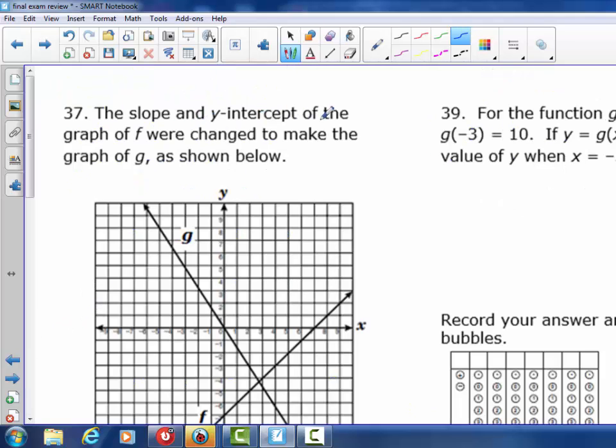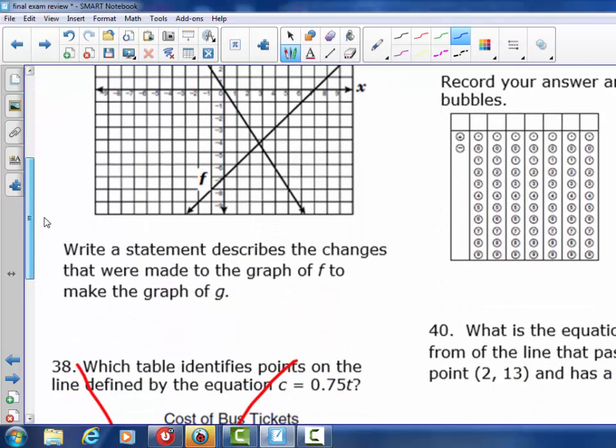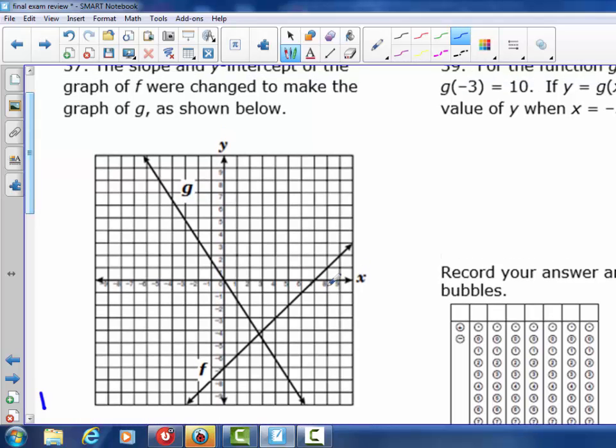The slope and y-intercept of the graph of f were changed to make the graph of g as shown below. Write a statement that describes the changes that were made to the graph of f to make the graph of g. Okay, so it says the slope and y-intercept were changed.